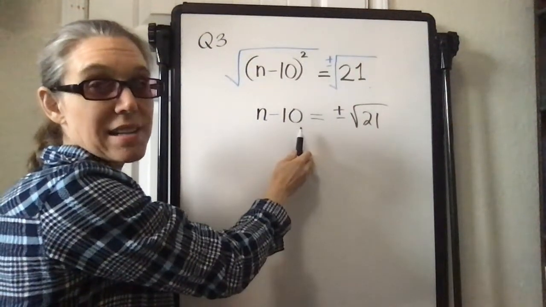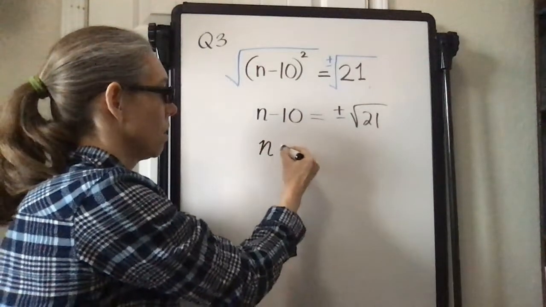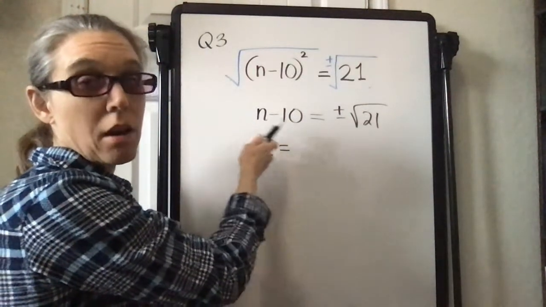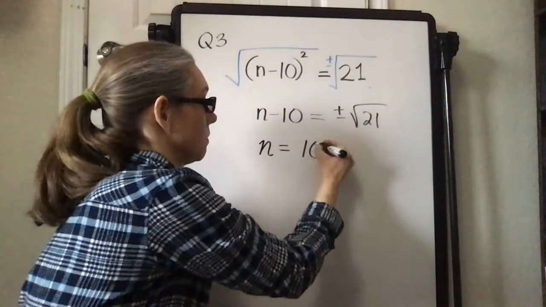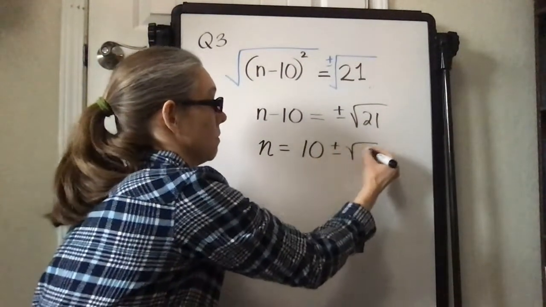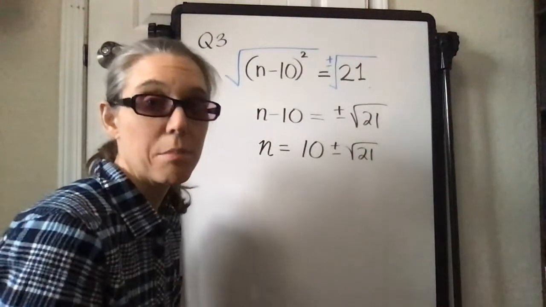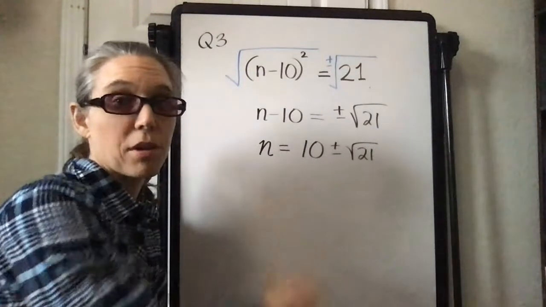Now we have to add 10 to both sides. When you add 10 to the left, of course the 10 goes away. On the right-hand side, when you add 10, you are left with two terms that cannot be combined. So this is actually your final answer. You stop right here.